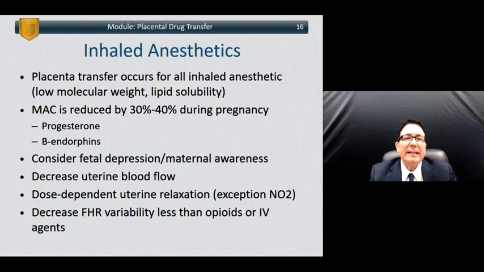What happens with inhaled anesthetics? Placental transfer occurs for all the inhaled anesthetics. They have low molecular weight and high lipid solubility. Usually MAC is reduced by about 30 to 40% during pregnancy due to progesterone effect and beta endorphins. Decreased uterine blood flow can happen with inhaled anesthetics. Obviously, fetal depression, dose-dependent uterine relaxation, with the exception of nitrous oxide, and decreased fetal heart rate variability, less than the opioids or IV agents.